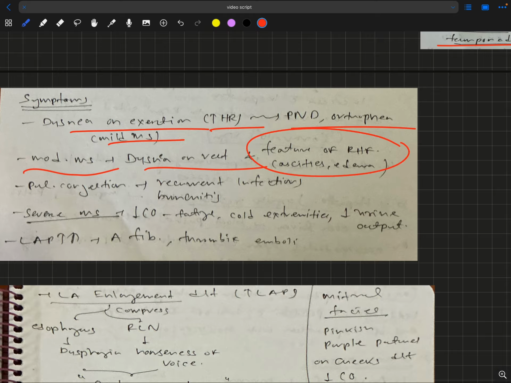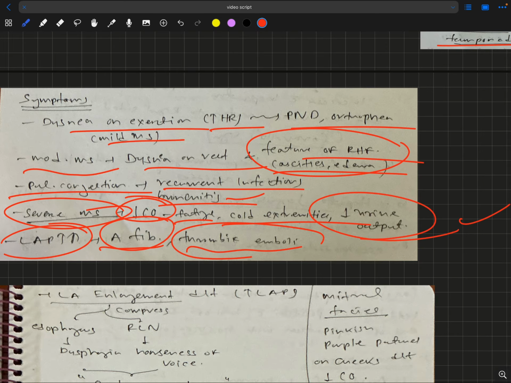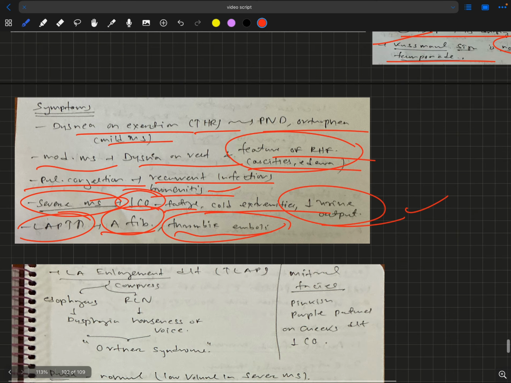And there are features of right heart failure: ascites, edema, all these things. Pulmonary congestion occurs in severe MS. When there is congestion in the lungs, that will lead to recurrent infection, bronchitis. In severe MS, there is decreased cardiac output because preload is decreasing. That will lead to fatigue, cold extremities, and decreased urinary output. So an increase in LAP can lead to atrial fibrillation or thrombotic emboli due to stasis of blood inside the left atrium, because there is obstruction to blood flow from LA to LV.